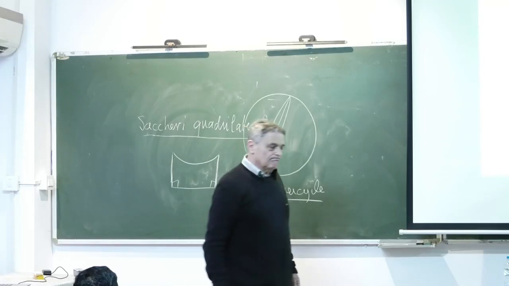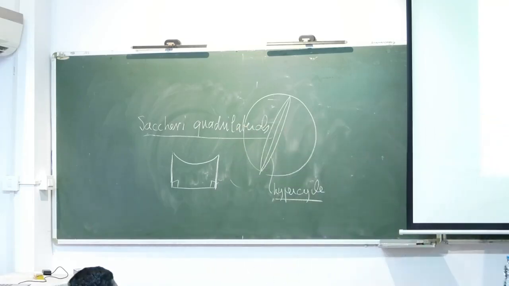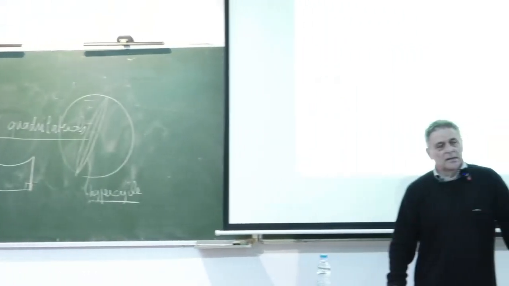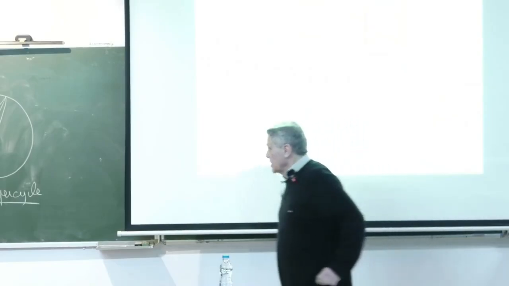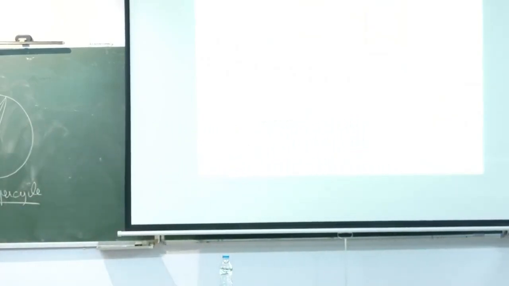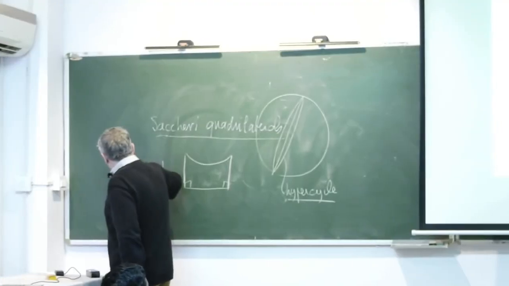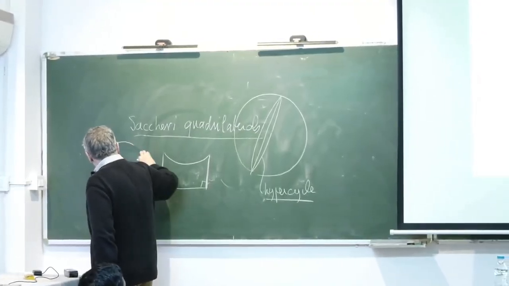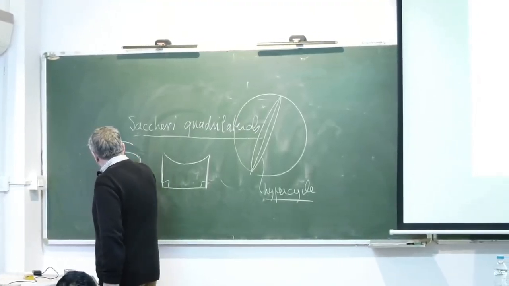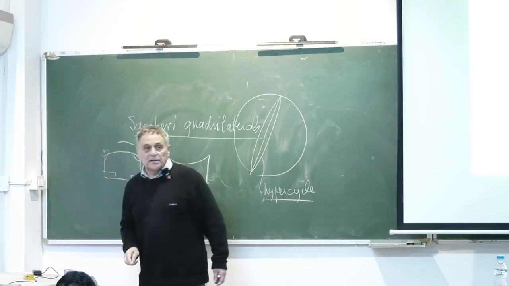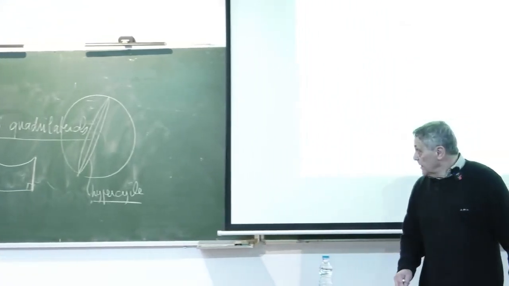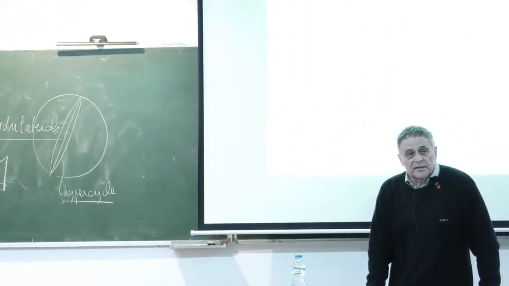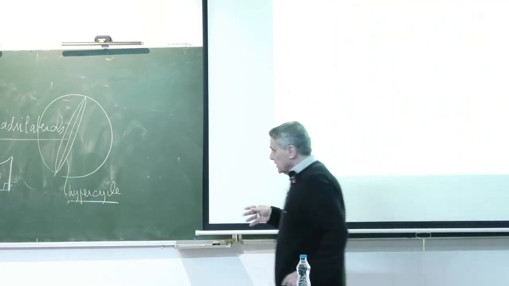So this is the analog of a rectangle in hyperbolic geometry, or also in spherical geometry. In spherical geometry, a Zachary quadrilateral would be like this. This angle here should be greater than pi over 2.